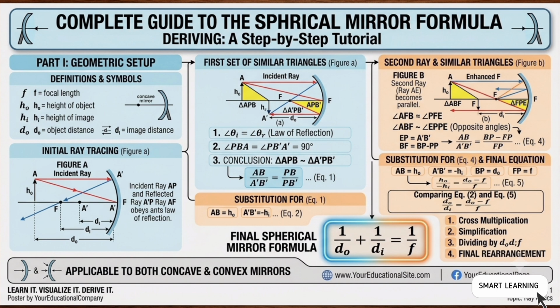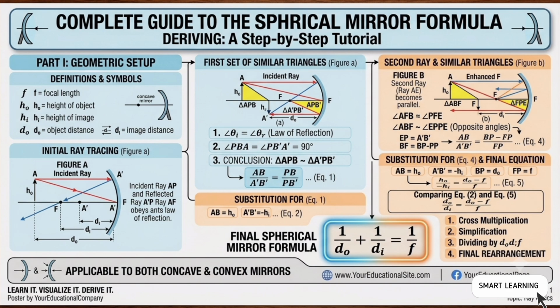Let's move to part 2 and see how this builds our second ratio. So we're just going to repeat that exact same process, but this time we're looking at the light ray passing right through the focal point, which creates triangles ABF and FPE. By applying that exact same rule of similar triangles and substituting our terms for the image height, we find another ratio. We get AB over A'B' equals BP minus FP, all divided by FP. And that right there gives us the final piece of our mathematical puzzle, equation 4.